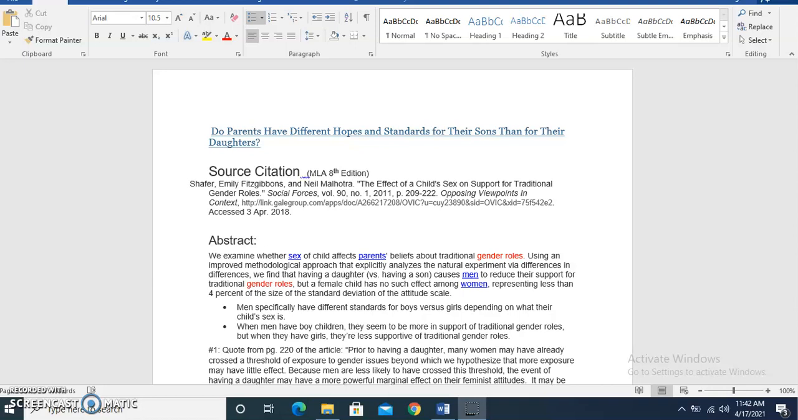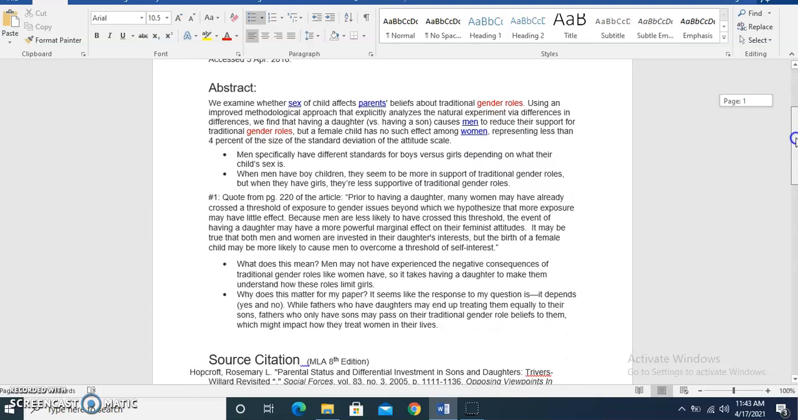I went and found a couple of articles in the databases that relate to this question. The first one I found, I put the citation, the works cited entry for it, here. It's an article by these people, and it's called The Effect of a Child's Sex on Support for Traditional Gender Roles. So let's look at the abstract.